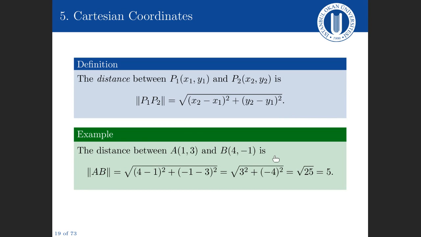For example, I might ask you to calculate the distance between point (1, 3) and point (4, -1). We put the numbers into our formula. We have x2 is 4, x1 is 1, so we have 4 minus 1. For y2 we have minus 1, and y1 we have 3. So in the second bracket we have minus 1 minus 3, all squared. And when we calculate this, we find that the distance between A and B is 5.